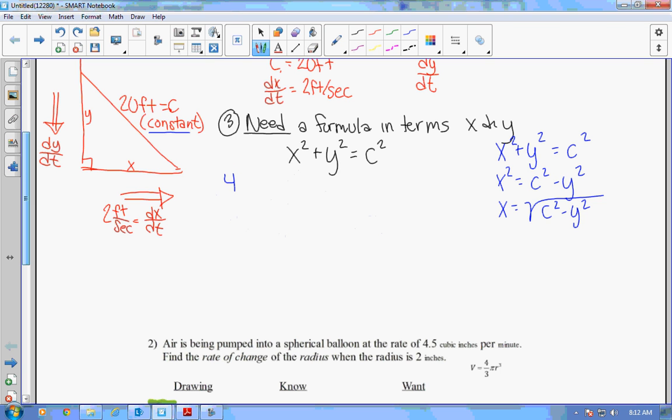Okay, so step 4, implicitly differentiate. So we get, but we're doing it with respect to time. So if you need to write out at the beginning, I'm going to take all of this with respect to time, take the derivative with respect to time, and you can see that the letter doesn't match. So you're going to have dx dt's, you're going to have dy dt's, you're going to have dc dt's.